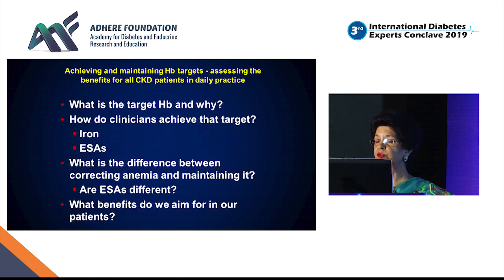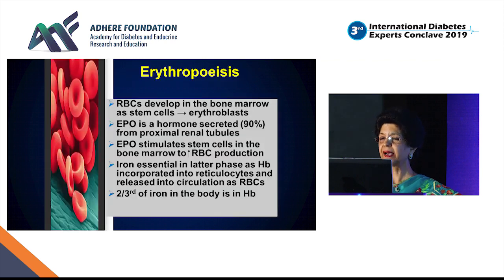So now what you should be aware of, because I said we are walking the tightrope here, what are the target levels and why? How should clinicians achieve them? What is the difference between correcting anemia and maintaining it? Are those erythropoietin stimulating agents different? And what benefits do we aim for in our patients? A little bit about erythropoiesis.